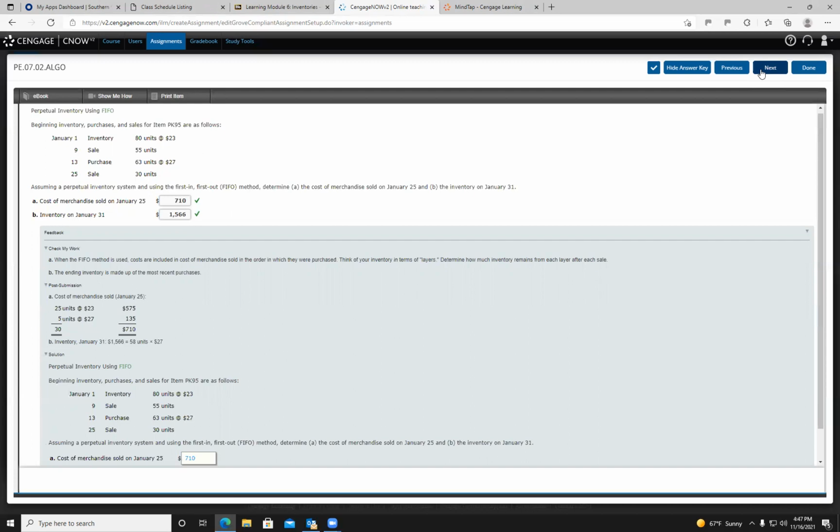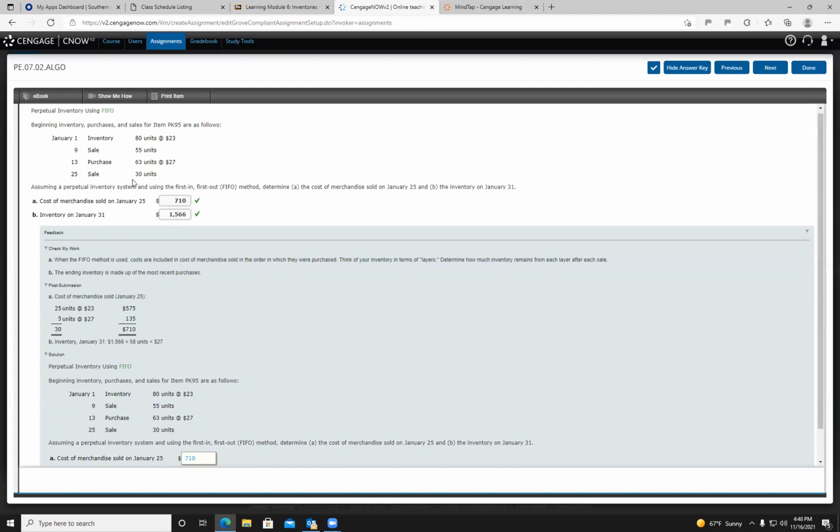Okay, so if we see right here, we have our beginning inventory for January 1st, which was 80 units at a cost of $23 per unit. On January 9th, we sold 55 units. Then on January 13th, we did another purchase. We purchased 63 more units at a cost of $27 per unit. And then on January 25th, we did a second sale where we sold a total of 30 units.